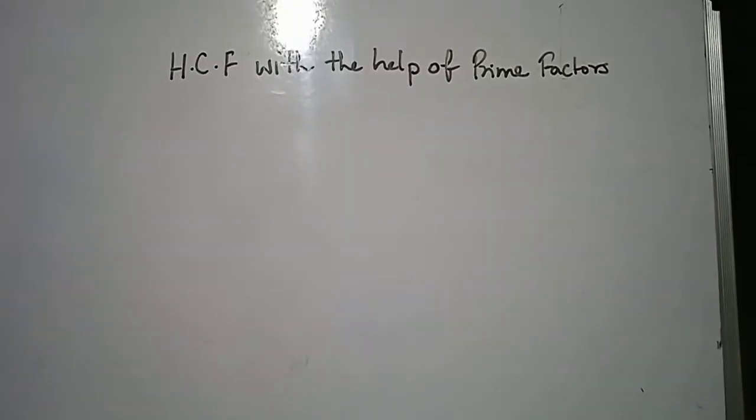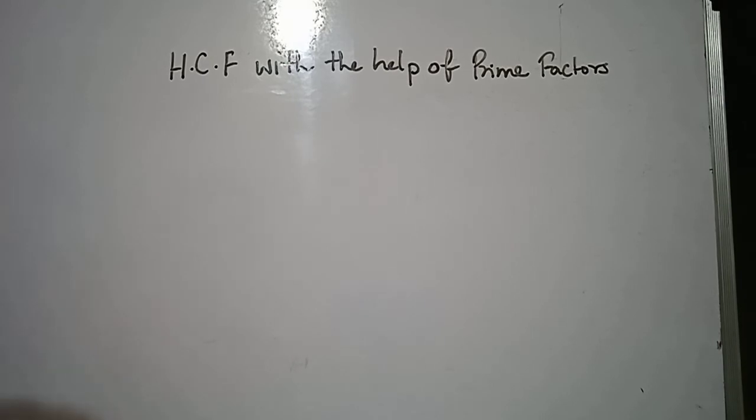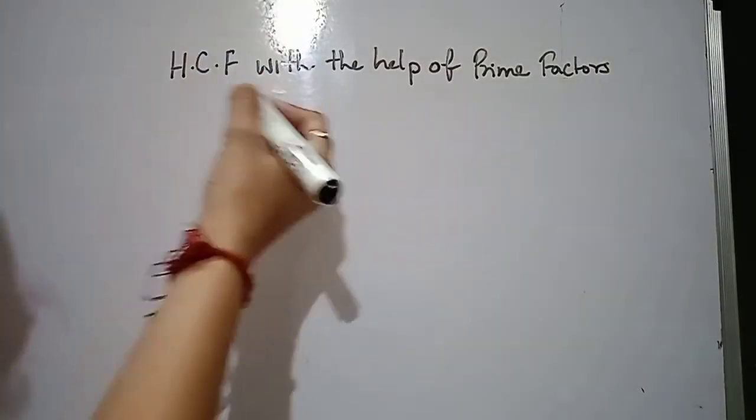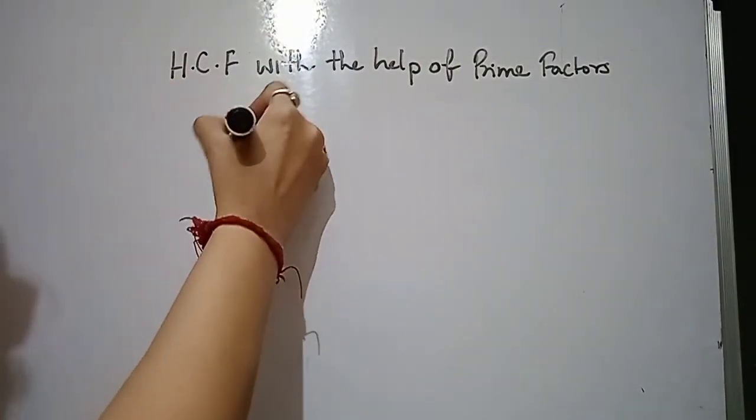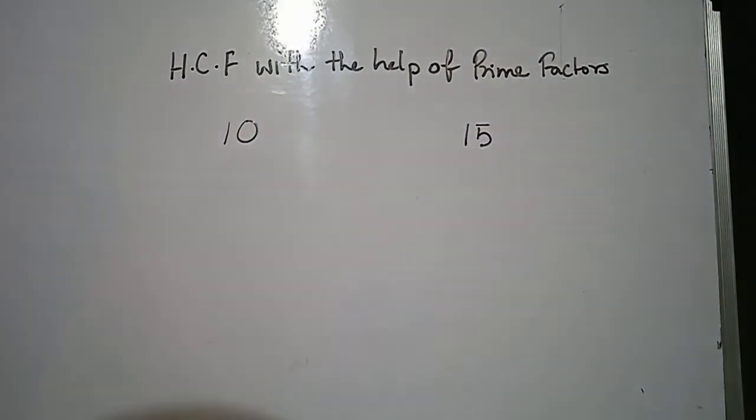The next thing we are going to do is find the HCF with the help of prime factors. Here also we are going to take two numbers, find the prime factors of those numbers, and then find the common factors between them. So first we are taking two easy numbers, 10 and 15. Now we have to find the prime factors.